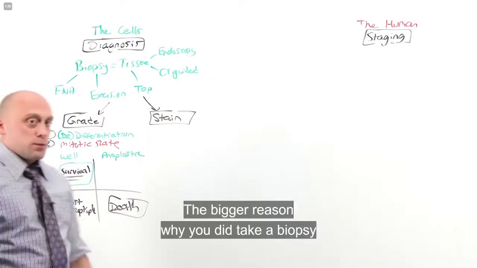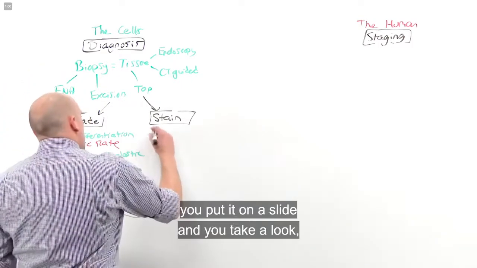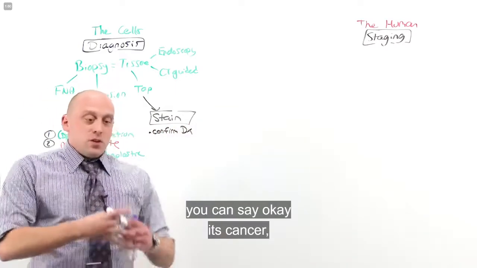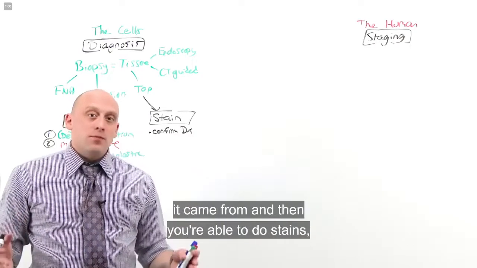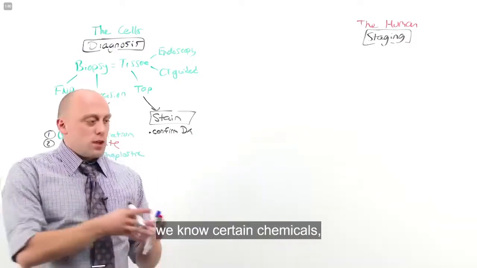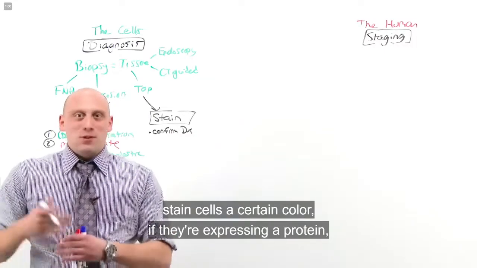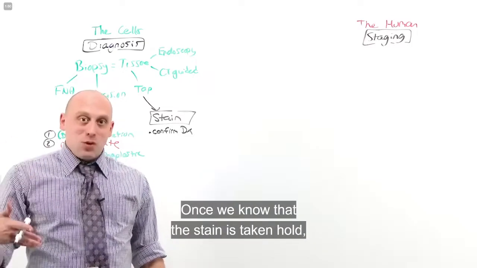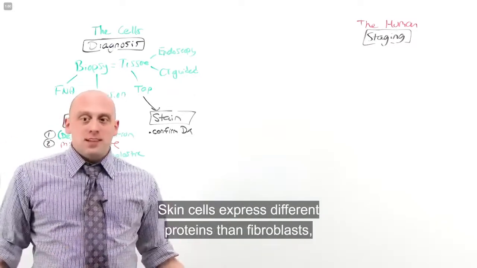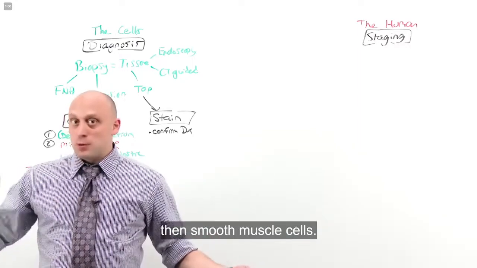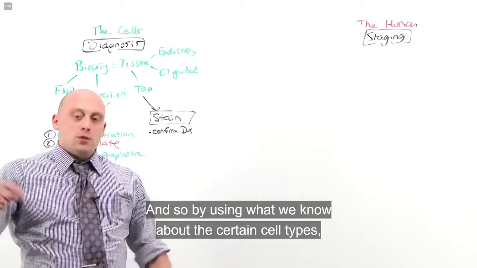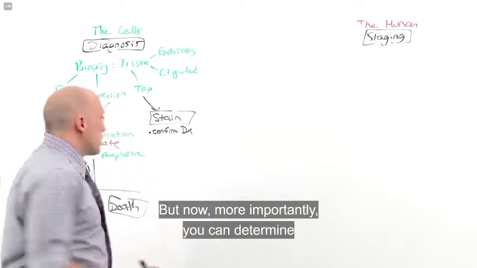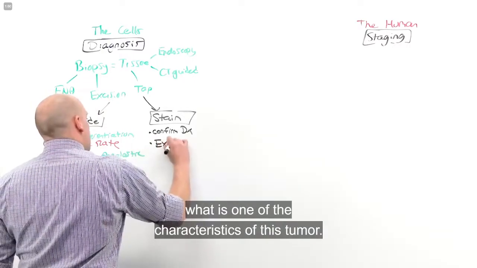The bigger reason why you take a biopsy and get some tissue is to confirm the diagnosis. You put it on a slide and you take a look. You see the abnormal nuclei, you can say, okay, that's cancer. You kind of get an idea from which epithelial layer it came from, and then you're able to do stains. We know certain chemicals stain cells a certain color if they're expressing a protein. We have them. You don't have to memorize most of them. Once we know that the stain is taken hold, we can confirm the type of tissue that it is. Skin cells express different proteins than fibroblasts, than smooth muscle cells. And so by using what we know about certain cell types, we can confirm, one, that's cancer, and two, from what organ it came from. But now, more importantly, we can determine what are the characteristics of this tumor.